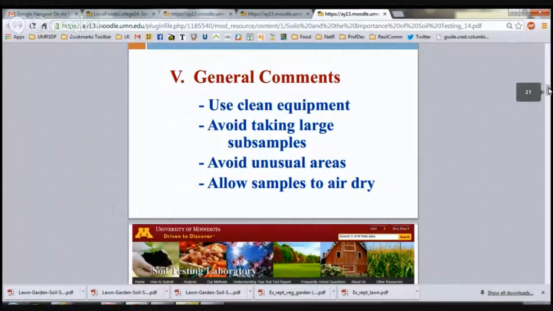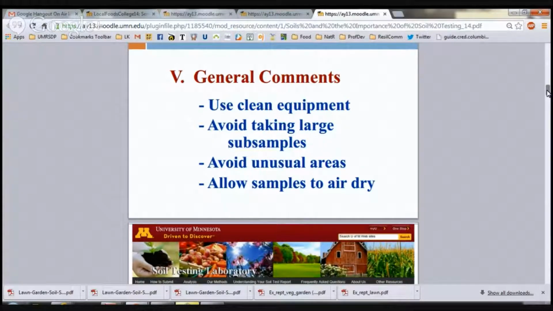And just some general comments, like I said before, clean equipment, clean buckets, all of those are going to be really important so you don't contaminate your sample. Another thing to keep in mind is if you let it air dry, some of that moisture is going to come out, and you're not going to pay that much on postage to send it in.